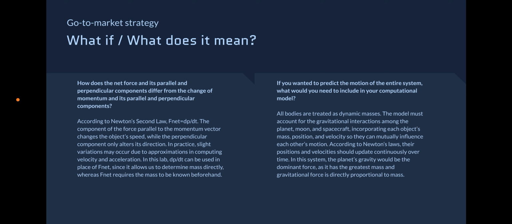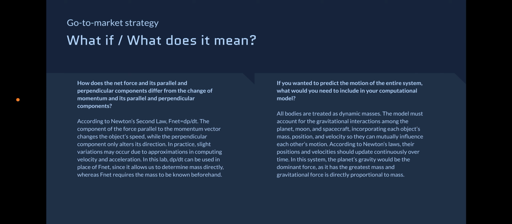What if, and what does it mean? How does the net force and its parallel and perpendicular components differ from the change of momentum and its parallel and perpendicular components? According to Newton's second law, F net equals dp over dt. The component of the force parallel to the momentum vector changes the object's speed, while the perpendicular component only alters its direction. In practice, slight variation may occur due to approximation in computing velocity and acceleration.